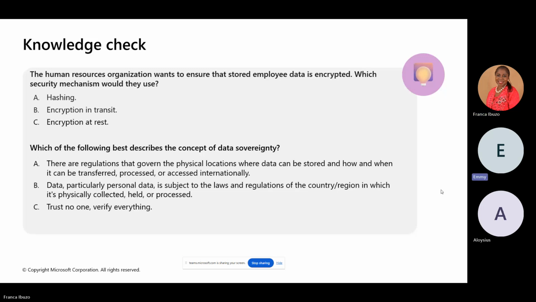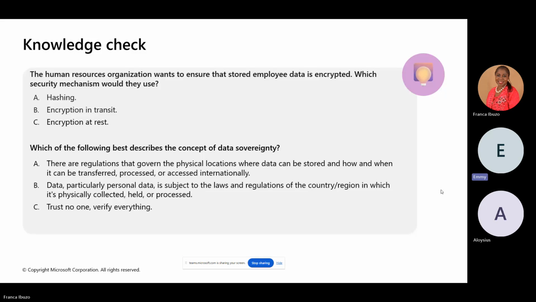Which of the following best describes the concept of data sovereignty? There are regulations that govern the physical locations. So these are samples of the questions that you come across, particularly on the exam. So let's get used to that.